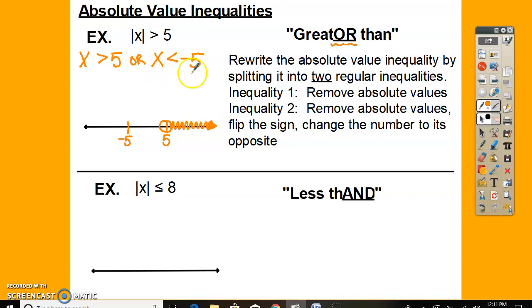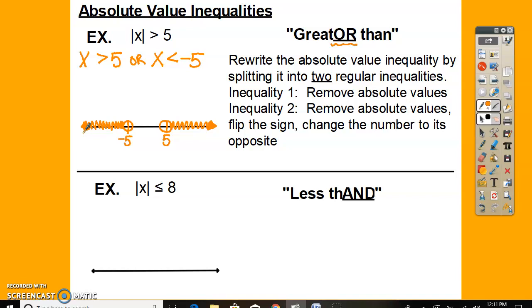Then my second inequality is that x is less than negative 5. So I have an open point at negative 5, and all of my solutions for x are smaller than negative 5, so that's everything to the left. Now, if you notice, our shadings go opposite directions. It's because it was an or inequality.